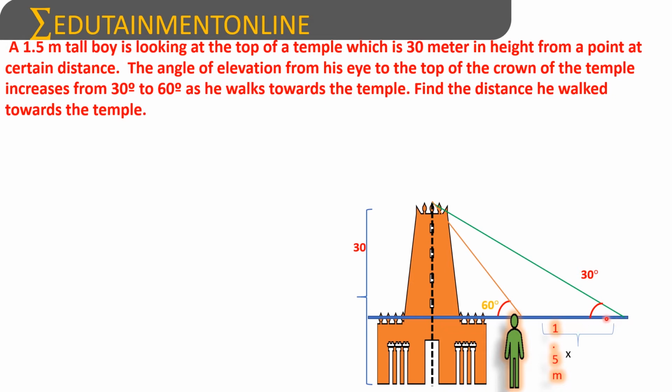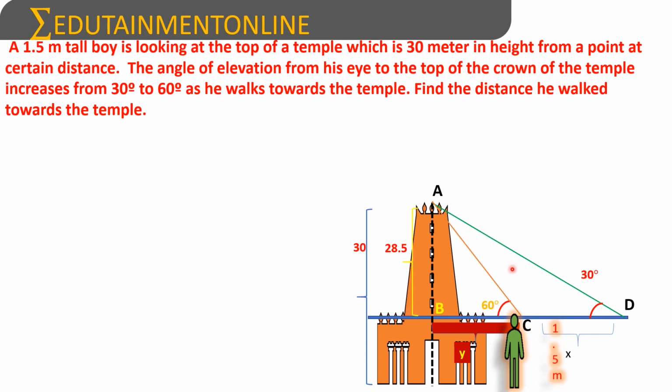So we need to find the distance he walked, which we consider as x, and let us name the points as A, B, C, D. Since the height of the observer is 1.5 meters and the height of the temple is 30 meters, if we subtract the height of the observer from the height of the temple, this height will be 28.5.